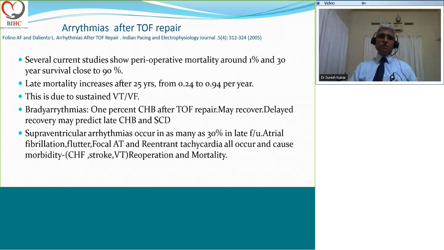And supraventricular arrhythmias would occur in as many as 30% in late follow-up. This is atrial fibrillation, flutter, or focal atrial tachycardia, or reentrant tachycardia. Anything can occur, atrial flutter being the most bothersome thing. And this is a cause for morbidity, heart failure, stroke. You can also get ventricular tachycardia. Reoperation and mortality are all there in this cohort.